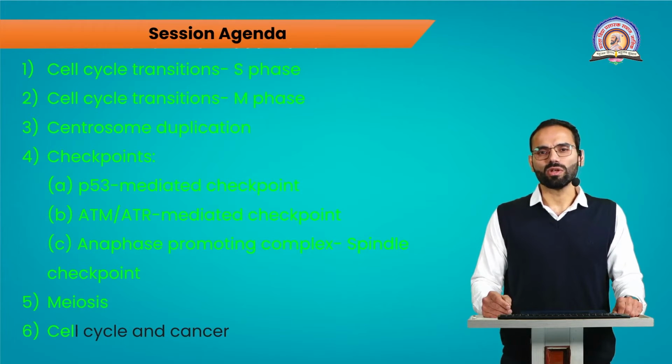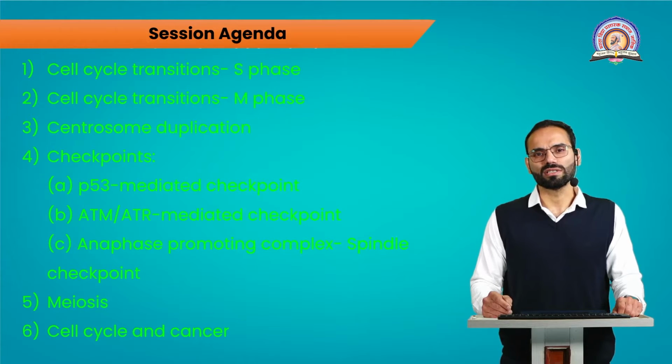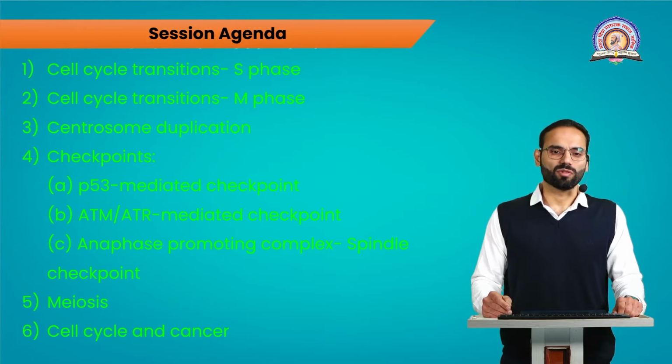And following that, we will also learn about checkpoints, which are nothing but surveillance systems. These checkpoints are of three different types, that is the p53 mediated checkpoint, the ATM and ATR mediated checkpoint, and finally we will look into the spindle checkpoint, which is mediated by the anaphase promoting complex. And then we'll also see a brief overview of meiosis, and look at the comparison between meiosis and mitosis. And finally, I would like to conclude the second and final part of this seminar by explaining what happens if there is a defect in a cell cycle component and how exactly it results in tumorigenesis.